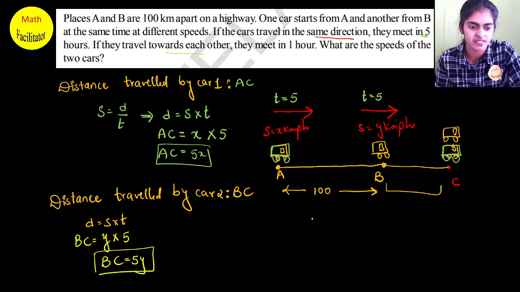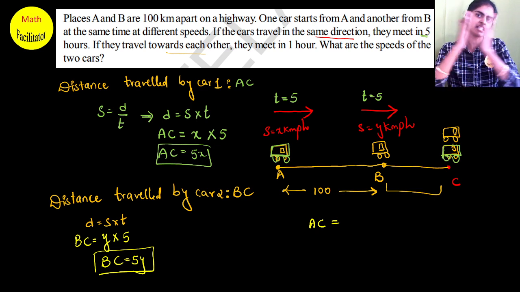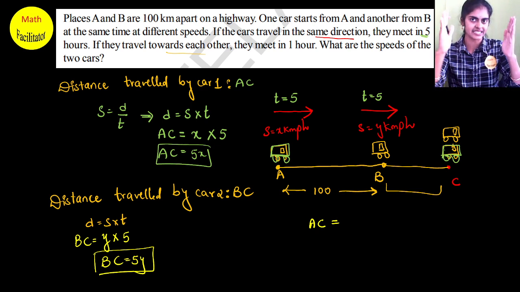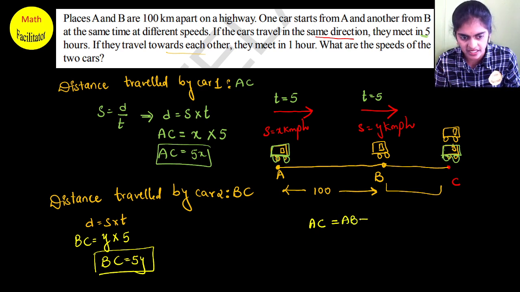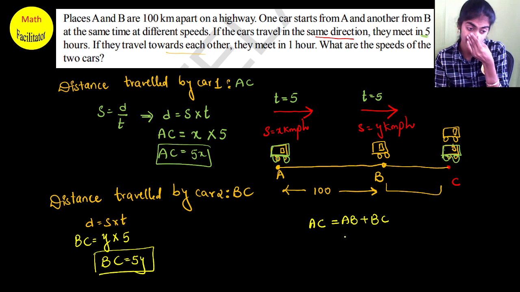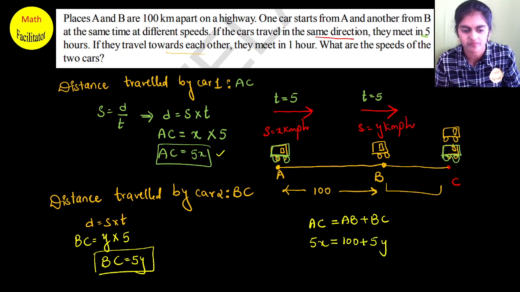Now from the figure you can see very clearly that the total distance AC is equal to AB plus BC. Can you see that? AC is nothing but 5x. So 5x is equal to AB, which is 100, plus BC, which is 5y.